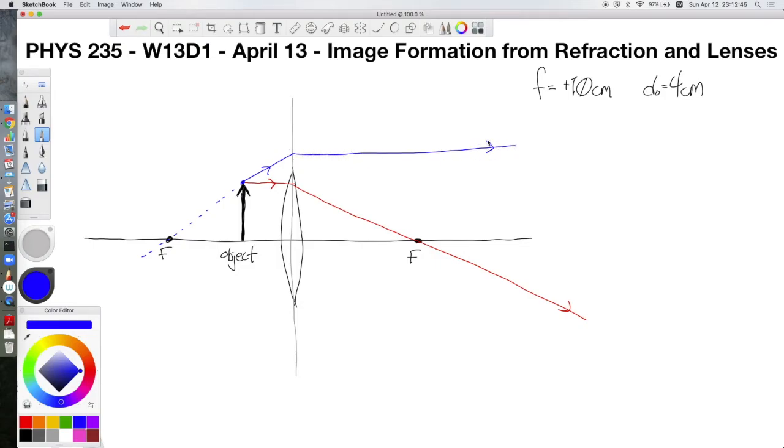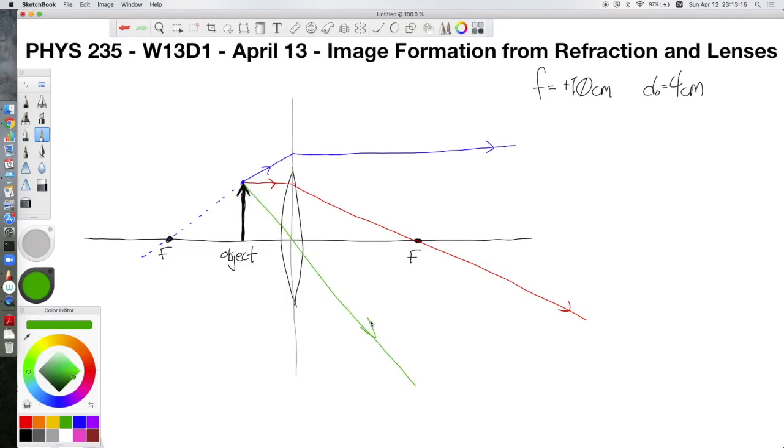Remember, it's this blue ray that sets our magnification, so wherever our image happens to form, we expect it to be upright and enlarged, which means this is going to be a virtual image. Last but not least, we have the green ray, which passes directly through the center of the lens and is not bent whatsoever.